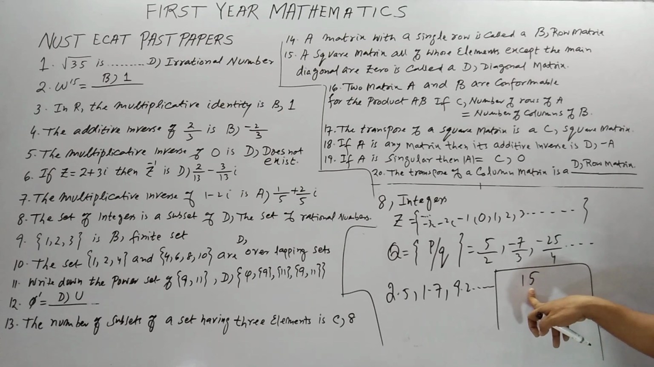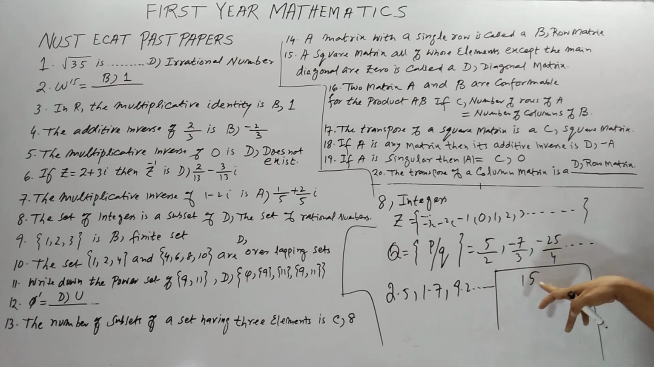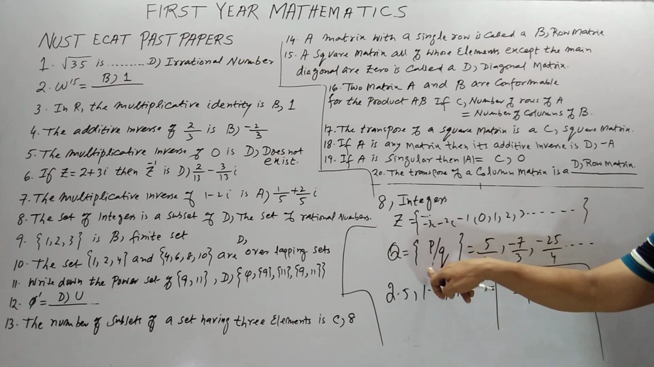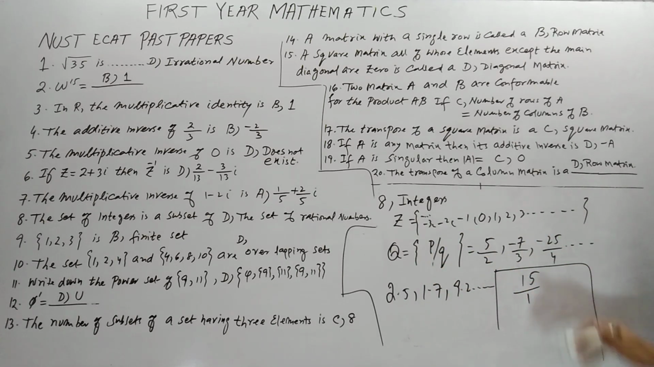Answer is yes. Why? Because every number can be expressed in terms of rational number like this. This is 15. We can write this 15 upon 1. So if you say that rational number is always expressed in fraction form, so this is the fraction 15 upon 1. Similarly, minus 18 is also a rational number because minus 18 can be written as minus 18 upon 1.